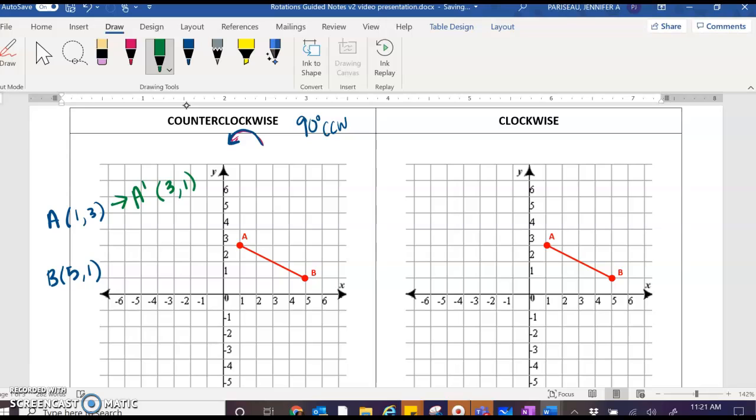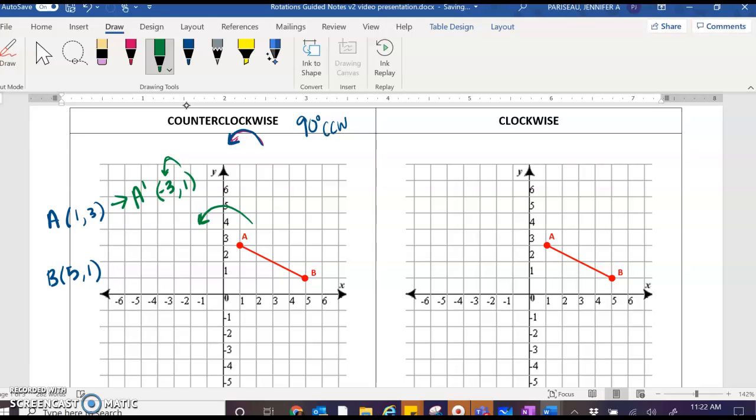Now, here's where my trick comes in. I know it's starting in quadrant 1. If I'm going 90 degrees counterclockwise, it means I'm going to end up in quadrant 2. Well, which value is negative in quadrant 2? The X value. So that means that this guy needs to be a negative. Another way to think about it is, if I draw the arrow of the way that it turned, it went to the left.